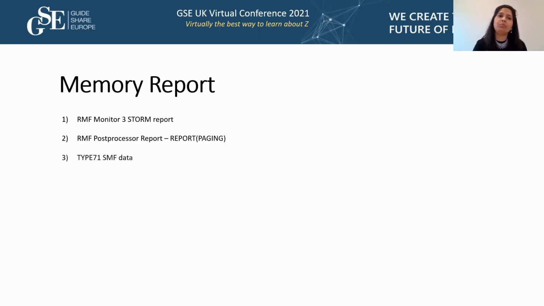Next one is the memory report. We have different tools in the market right now, but RMF, if I tell openly, is one of my favorite tools in the mainframe to monitor real time, even the post-processor report. First, the RMF Monitor III storage report or the RMF post-processor report for paging will provide you memory and memory subcomponent data. Otherwise, SMF type 71 records give you a lot of details; you will get paging and memory information from SMF type 71.